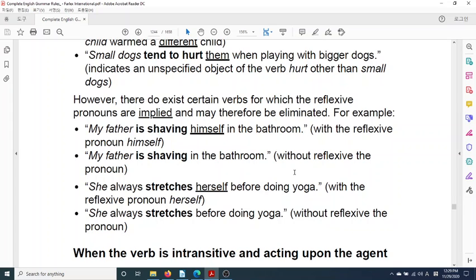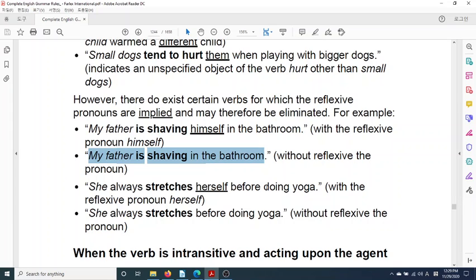My father is shaving himself in the bathroom. That makes sense, but it's also not how we normally would say it as a native English speaker. My father is shaving in the bathroom actually is more common. Well, think about it. If your father is shaving, who is he shaving?